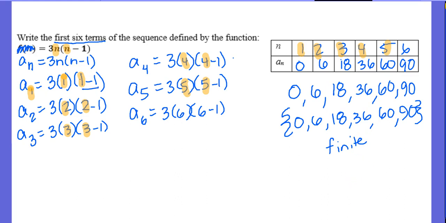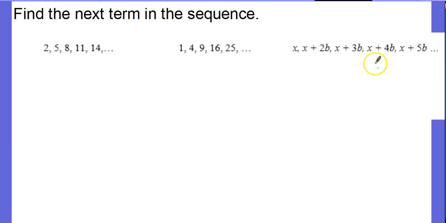Okay? So there we have a visual that helps you to see the first 6 terms of a sequence when our domain is 1, 2, 3, 4, 5, 6, because it's the first 6, and there's our sequence, our output. All right, let's go to the next one.